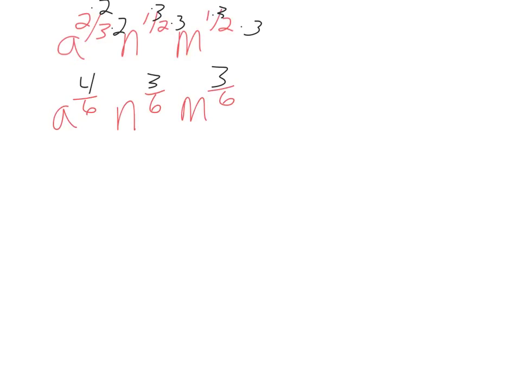So I'm going to write that using a radical sign. Bottom number goes on the outside, top number goes with the variable.